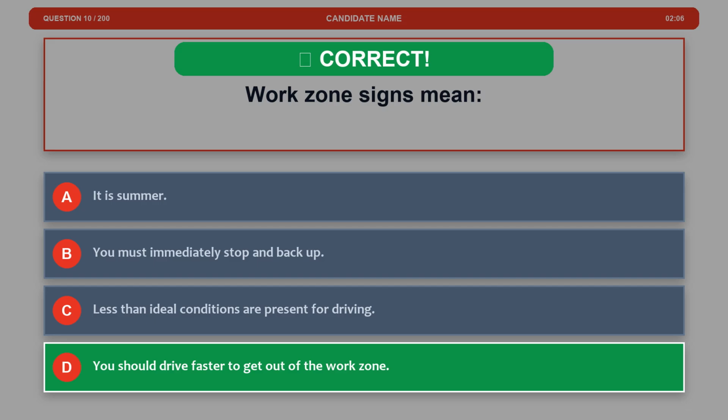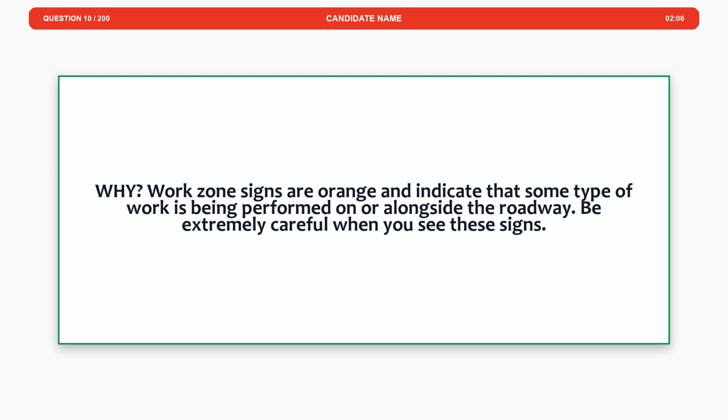The correct answer is option D. You should drive faster to get out of the work zone. Explanation. Work zone signs are orange and indicate that some type of work is being performed on or alongside the roadway. Be extremely careful when you see these signs.